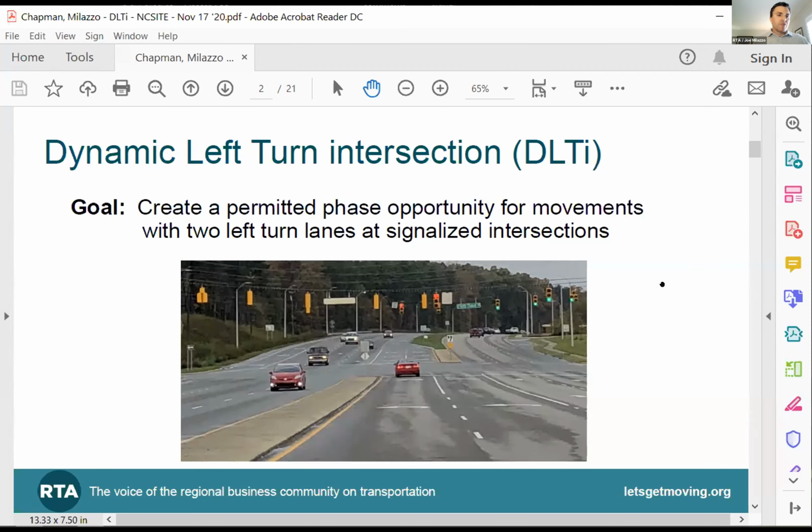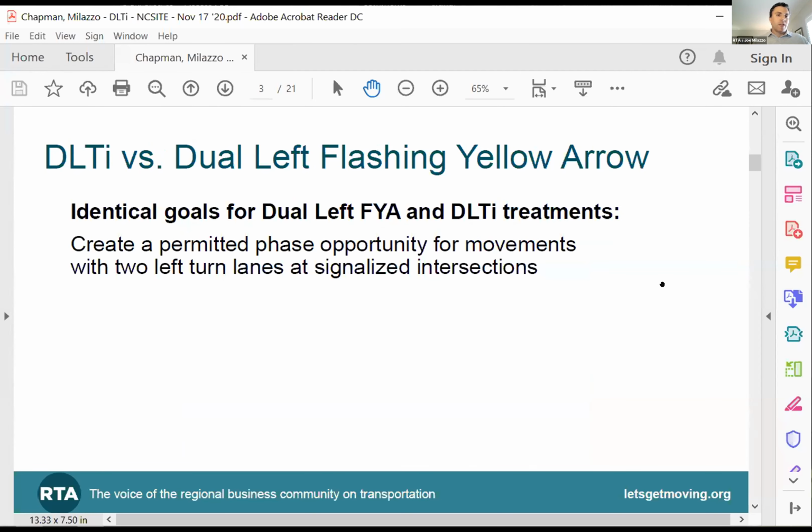And you might say that sounds familiar because if you have a dual left flashing yellow arrow, which wasn't discussed this morning, but we've seen it before, and there are several around here, including actually in Cary. In fact, has several of them, but there are others. The goal for both of those is identical, to create a permitted phase opportunity for movements with 2 left turn lanes at signalized intersections.